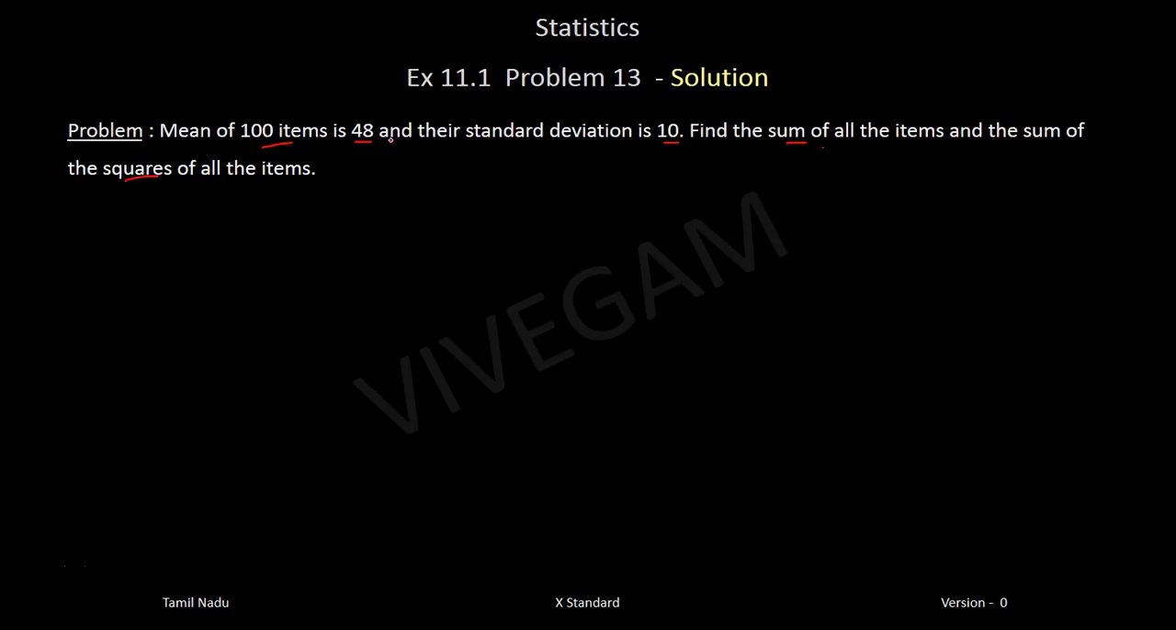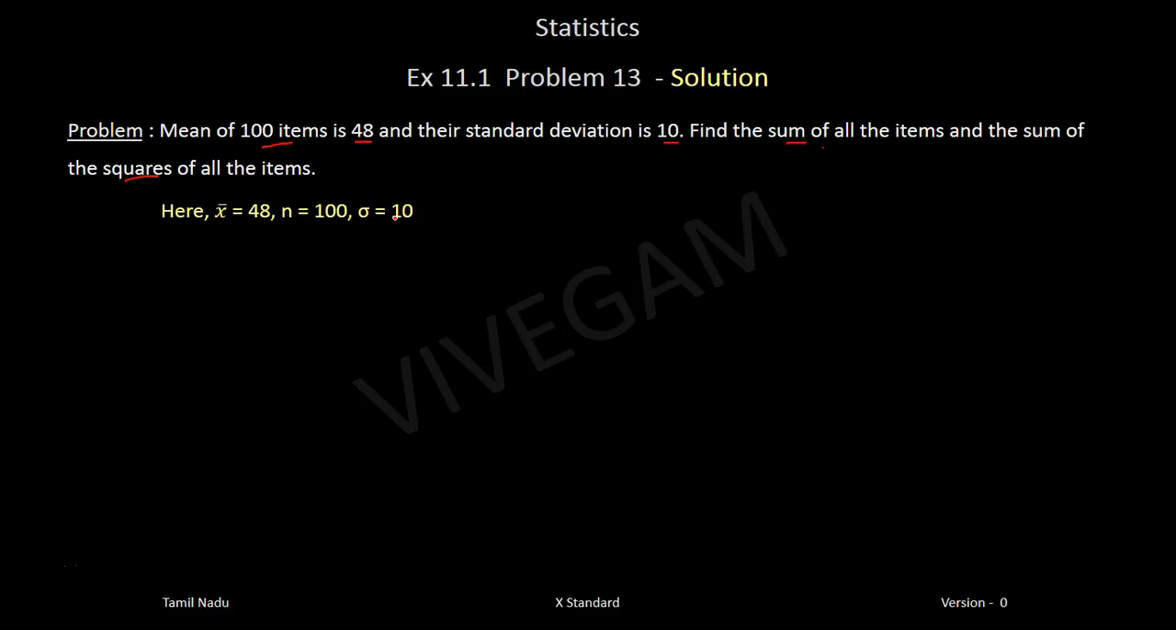So they have given the mean and the standard deviation. I think if you use the formulas you should be able to get it. The standard deviation is 10, so the variance is 10 square, that is 100. What is the mean? Mean is sigma x divided by n. N is also given, so from that you will be able to get sigma x. Similarly, from the variance, you will be able to get the value of sigma x square. Okay, so with that in mind, let's work it out.